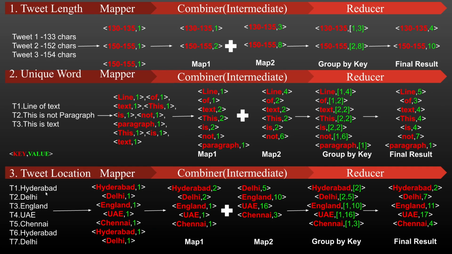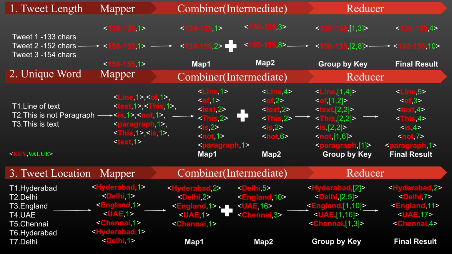Next, we take a look at the third query, which is tweet location. We receive here as input tweet location fields. As you can see here, for tweet 1 it's Hyderabad, tweet 2, Delhi, and so on. The keys in the mapper are locations like Hyderabad, Delhi, England, etc., and the count of their appearance in this chunk. Once again, a combiner is used. In this chunk, Hyderabad appears 2 times, and therefore it is combined within the mapper itself as Hyderabad, 2.